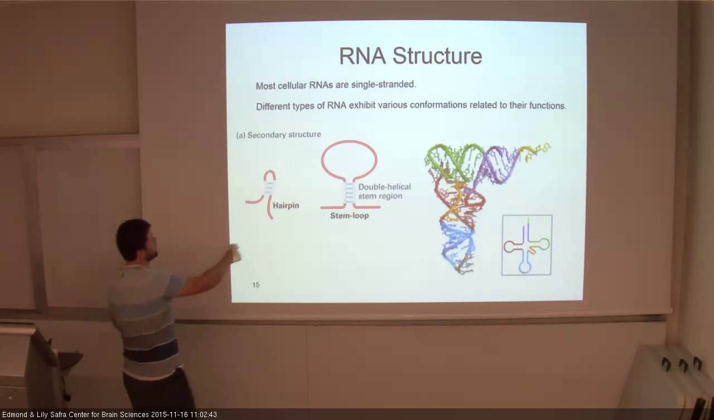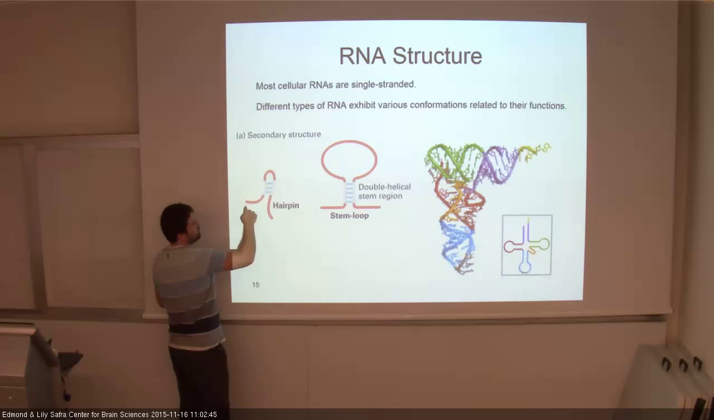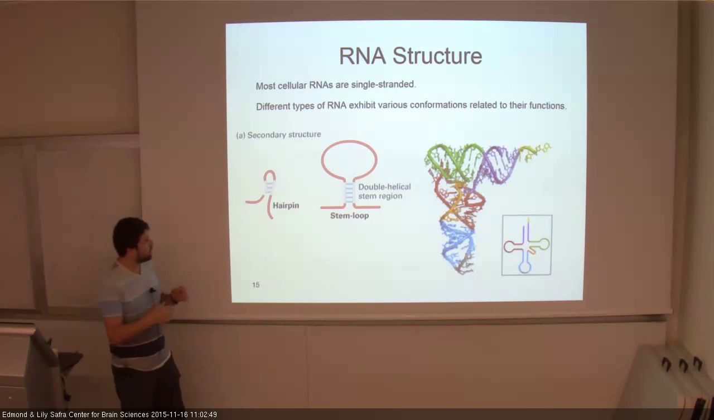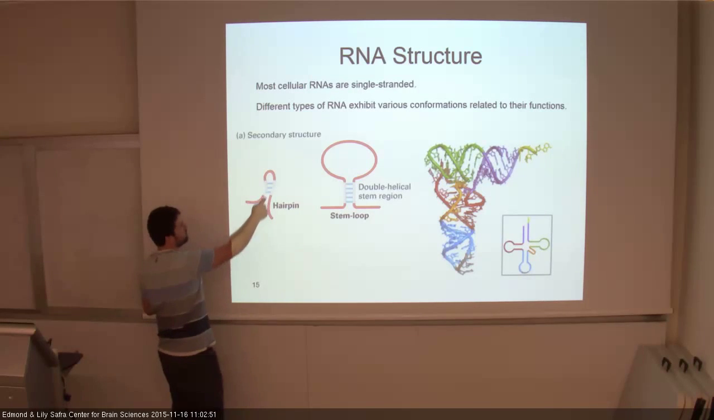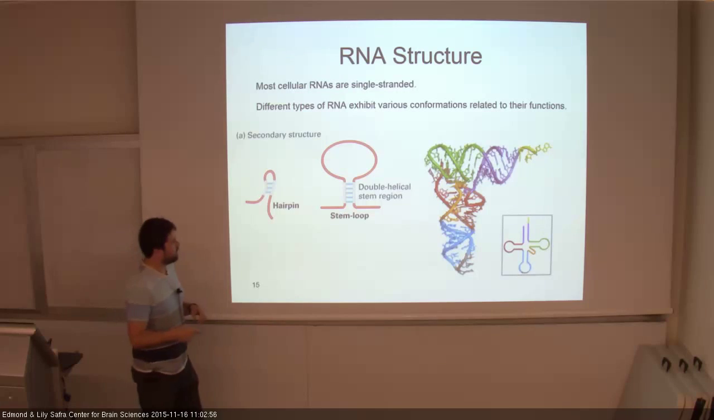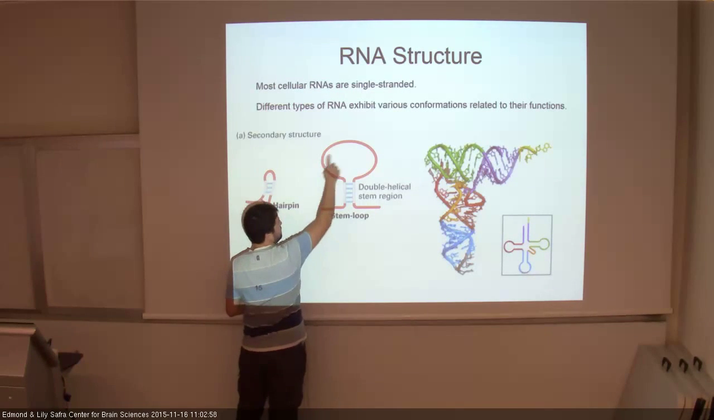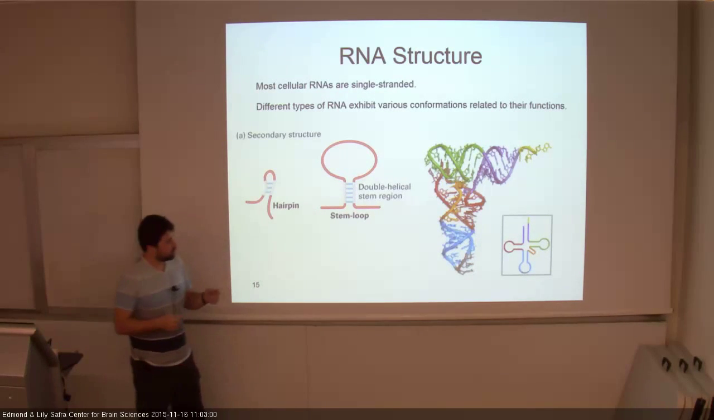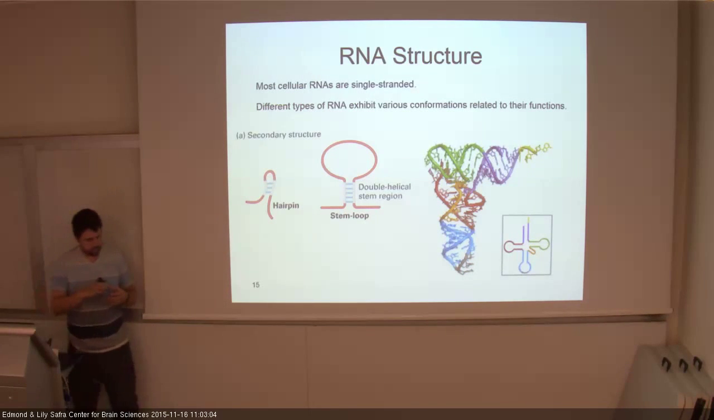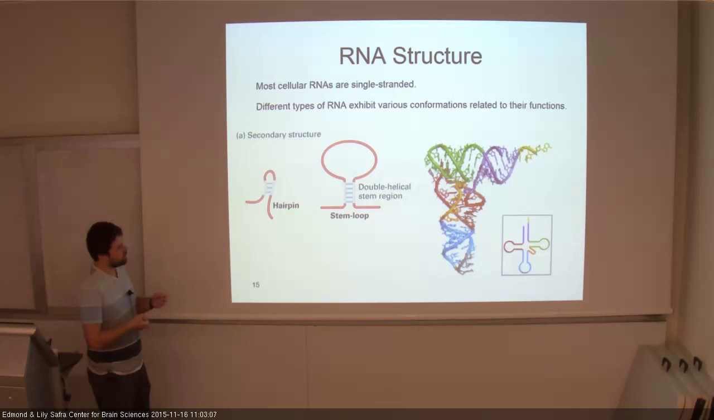So here it's not depicted, but you can imagine that all along here you have these bases that can form, like in DNA, hydrogen bonds between them and form these hairpin structures, which are very common, as well as stem loop structures. And there are also more complex structures that arise from three-dimensional folding.